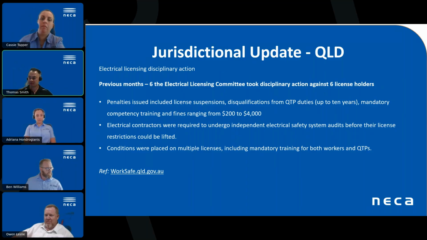We're looking at Queensland now, so we'll jump into the electrical licensing disciplinary action. So in the previous months, the electrical licensing committee took action against 6 license holders. So these include penalties with license suspensions, disqualifications from QTP duties, up to 10 years in some cases, mandatory competency training and fines ranging from $200 to $4,000. Also, electrical contractors were required to undergo independent electrical safety system audits before their license restrictions could be lifted.